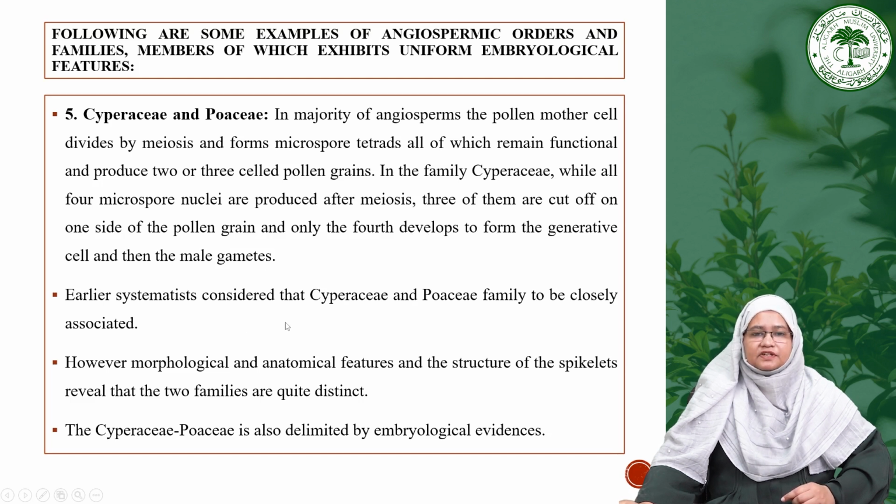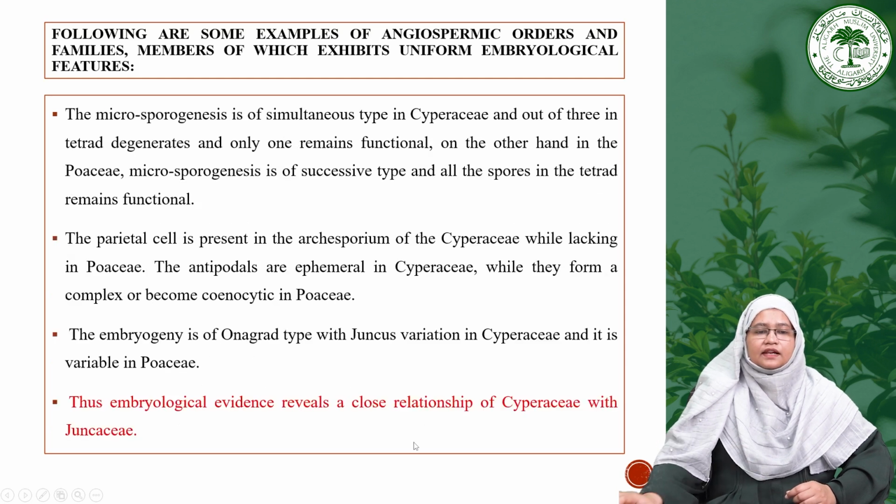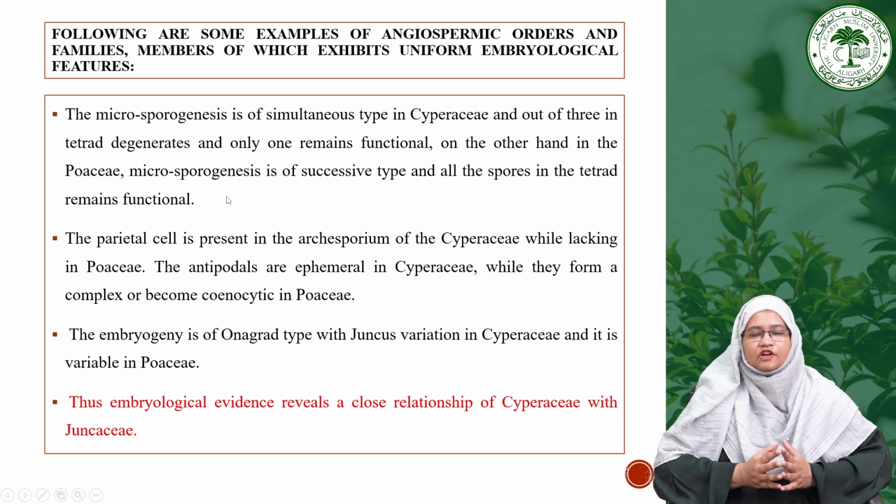So, earlier systematists considered the Cypressae and Poaceae families to be closely associated. However, morphological and anatomical features and the structures of spikelets reveal that the two families are quite distinct. Like the Cypressae, Poaceae is also delimited by embryological evidences, like the microsporogenesis, which is of simultaneous type in Cypressae, and out of 3, the tetrad degenerates and only 1 remains functional. On the other hand, in the Poaceae, microsporogenesis is of successive type and all the spores in the tetrad remain functional. This is one of the main distinctions on the basis of embryology between the Cypressae and Poaceae.